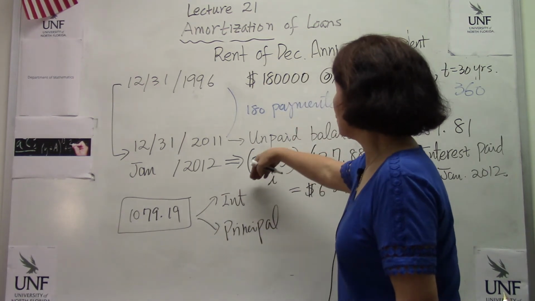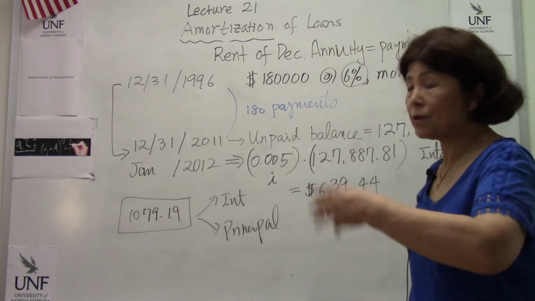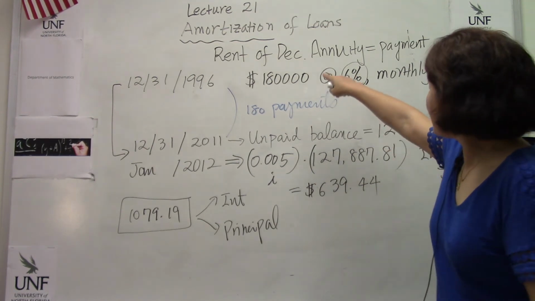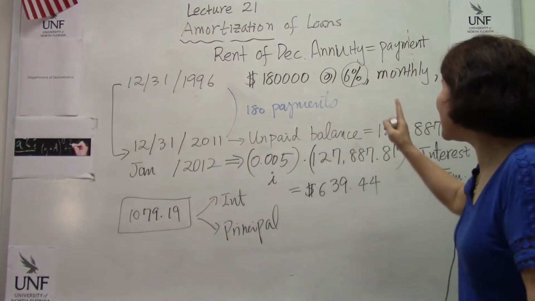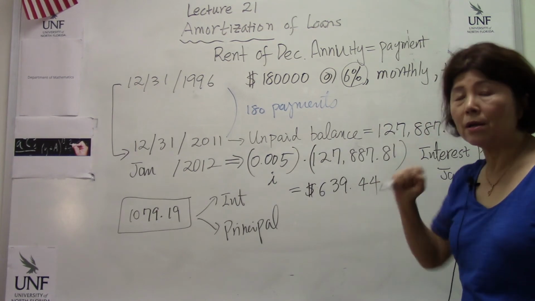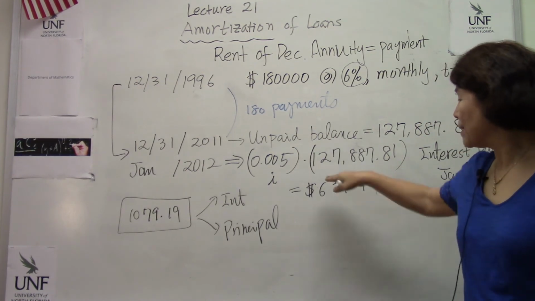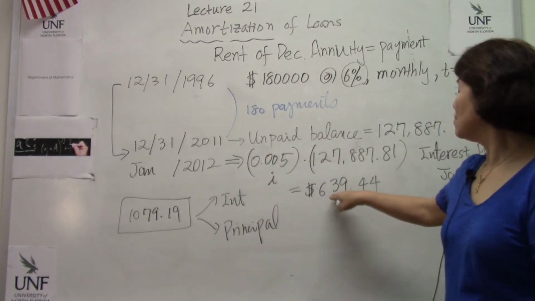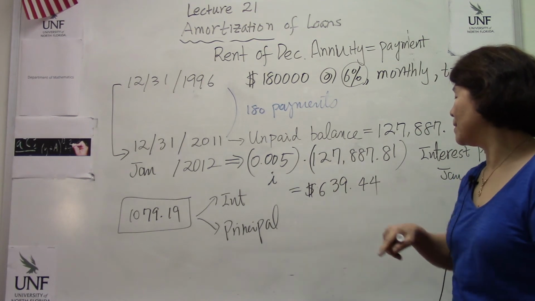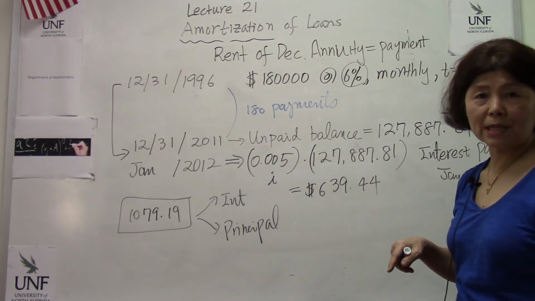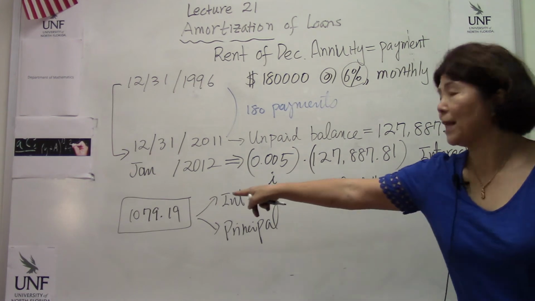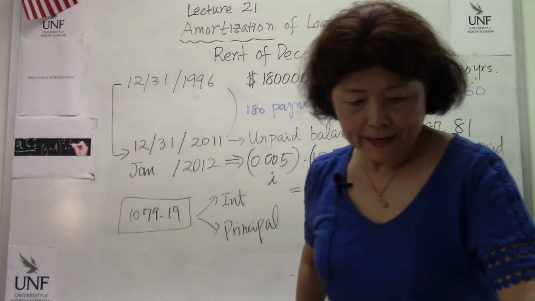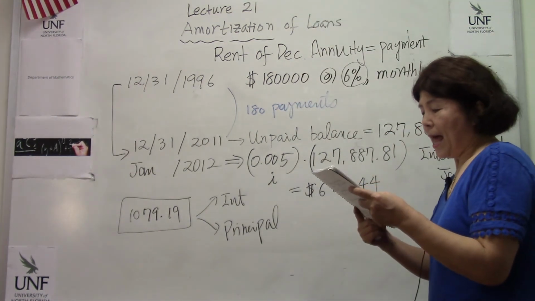This interest is going to go down every month because you pay off a little bit of debt each month. The very first time you make a payment, $900 went to the bank for interest. But after you make 180 payments, the interest that goes to the bank is $639.44. Still more than half of your payment goes to the bank.